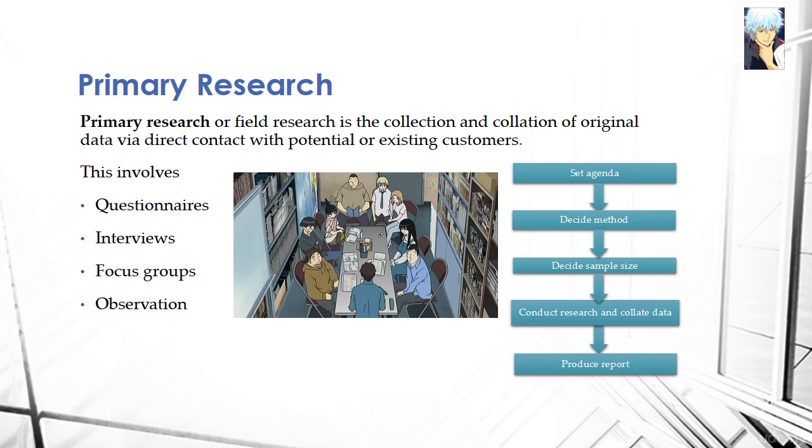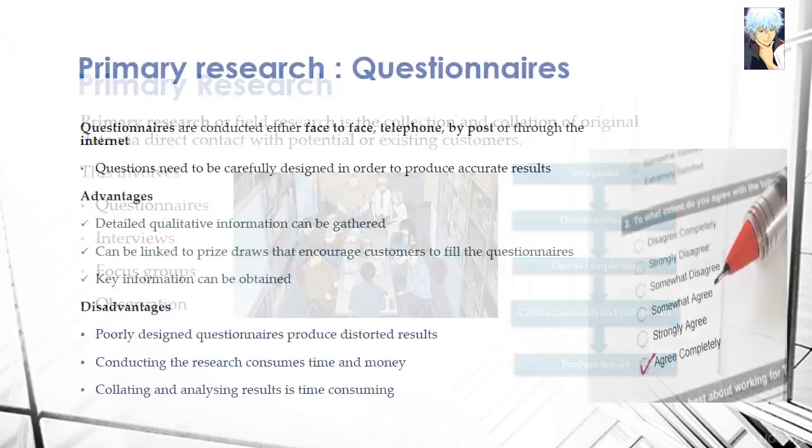First of all, you set an agenda. You set what you want to accomplish through your research. Then you decide the best method. Then you decide the sample size, which is how many people you want to ask or collect data from. You conduct the research, bring the results together, and summarize them. You try to make a proper, concise form, and you produce a report from it.